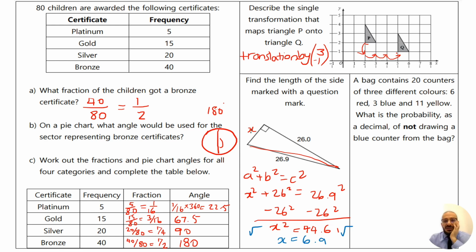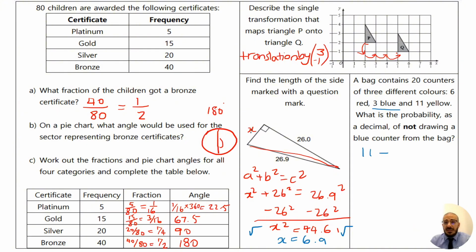So next question is, a bag contains 20 counters of 3 different colors, 6 red, 3 blue, and 11 yellow. Okay, they're asking us to find out what is the probability as a decimal of not drawing a blue counter from the bag. So apart from the blue, then I can pick up anything else, which is 6 red and 11 yellow.